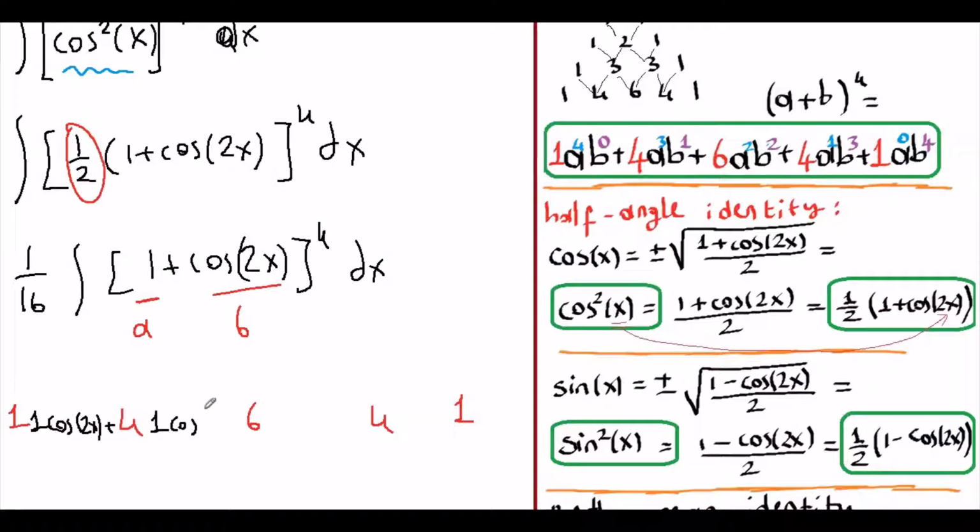So let's copy paste everything. So we have 1 times cosine of 2x, 1 times cosine of 2x, and 1 times cosine of 2x.